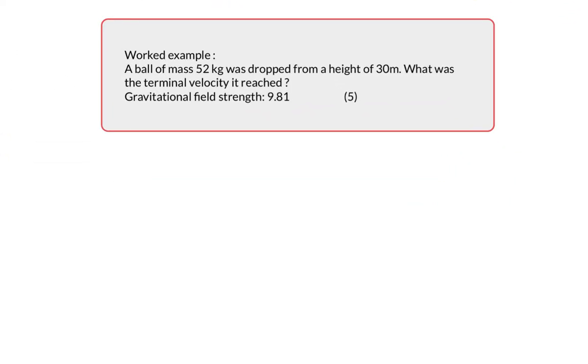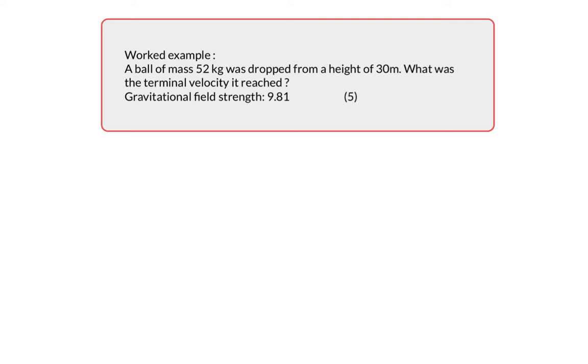A ball of mass 52 kilograms was dropped from a height of 30 meters. What was the terminal velocity it reached? Gravitational field strength is 9.81. 5 marks. Now, if you feel confident at just having a go at this, maybe you've done some questions like this in your exam before, please do pause.